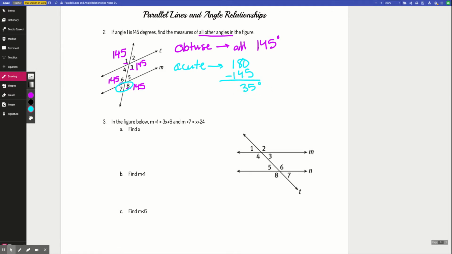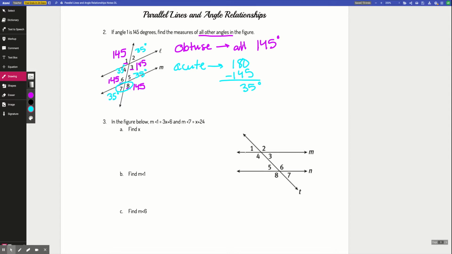So 35 degrees. So all of the acute angles, 2, 4, 5, I really should have little degree symbols on these, 5 and 7 are all 35 degrees, okay? All right, so let's go ahead and take a look at number 3.